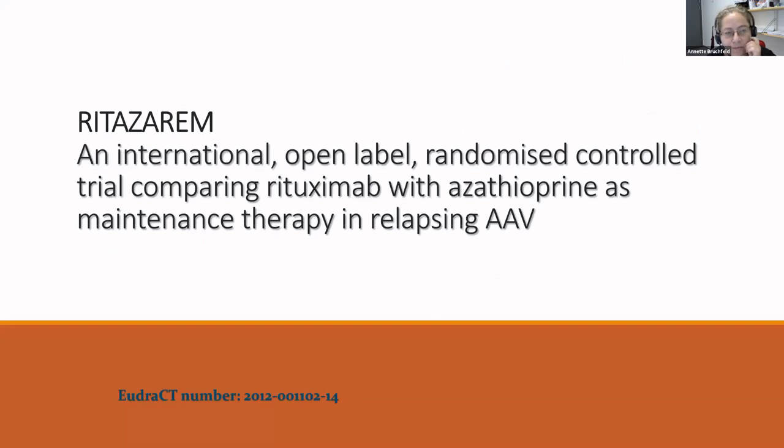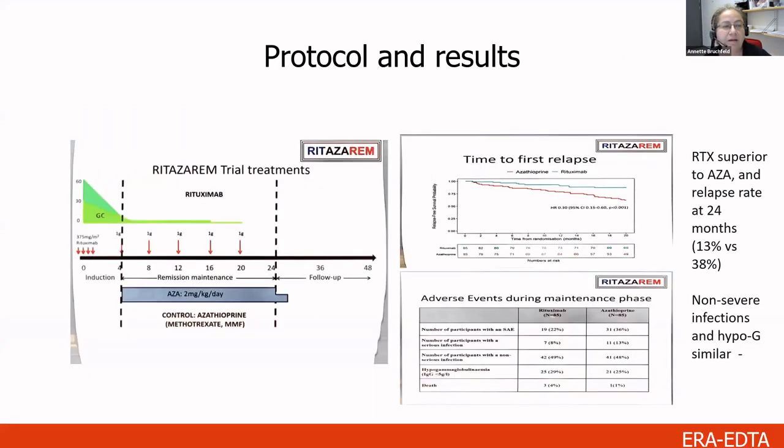So just to mention the last trial, the Rituximab trial is also a randomized multi-center trial comparing rituximab with azathioprine in maintenance therapy in relapsing patients. So there you have the relapsing phenotype as opposed to the main Rituximab trial, where you would include patients that maybe would never relapse. So this is the protocol and the trial.